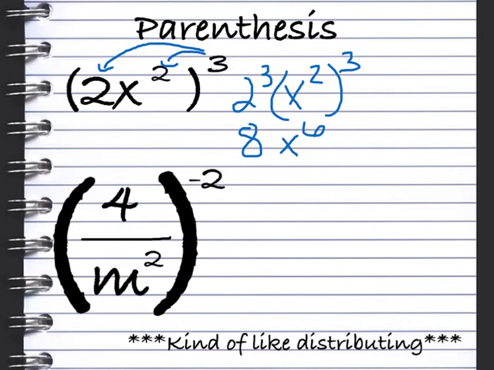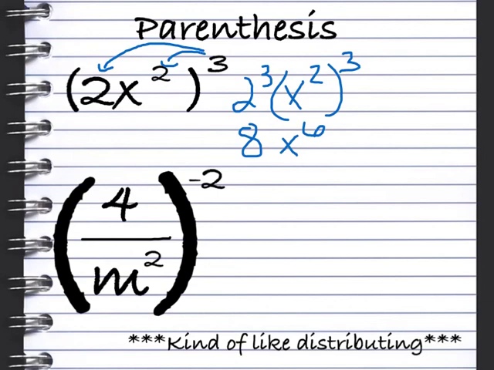So we do this. 2 to the third ends up being 8. And when you raise a power to a power, you multiply those exponents.